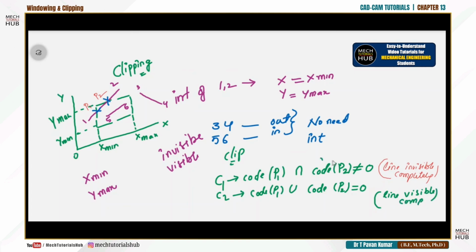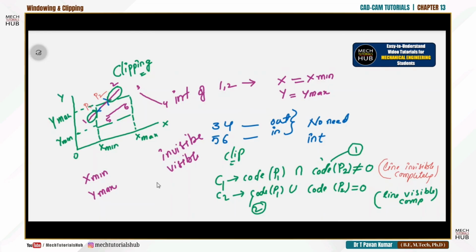Now if it satisfies equation number 1, then the line is invisible completely. If it satisfies equation number 2, then the line is visible completely. Based on these two equations, a program is written for clipping, where it will show you the visible things and remove the parts which fall outside the window, so only things which are inside the window are visible on the screen.